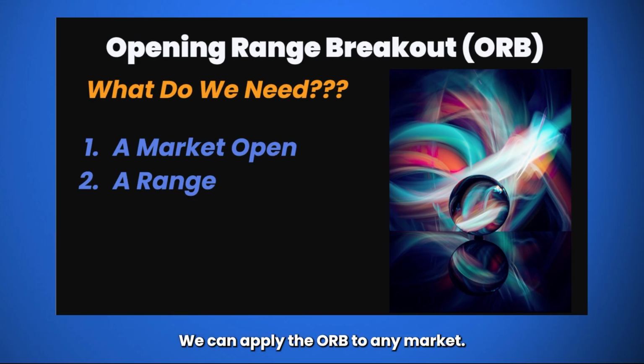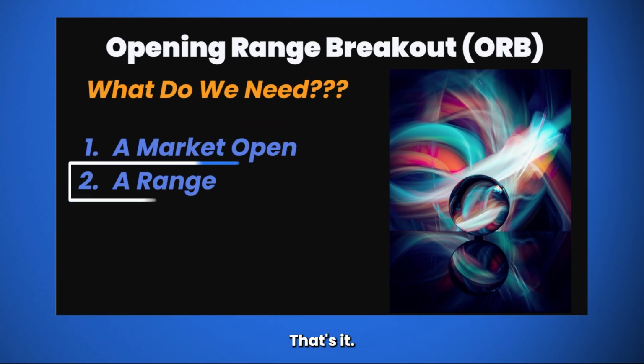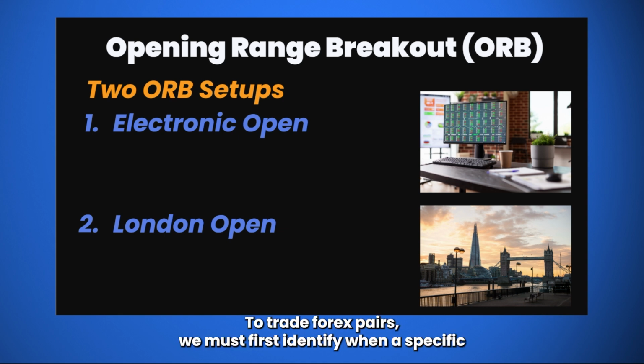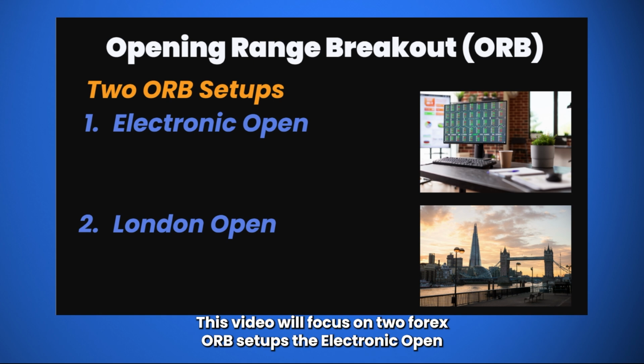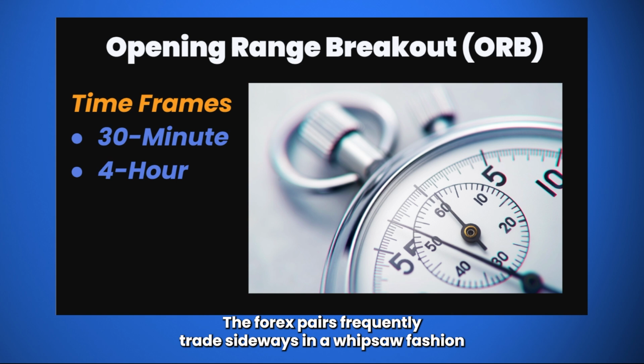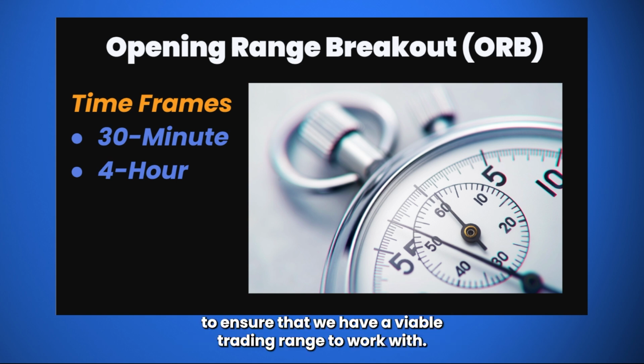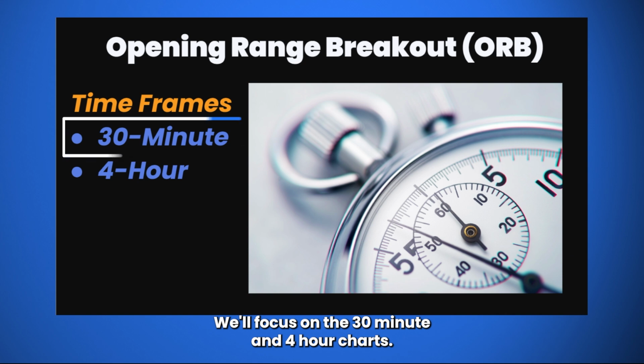We can apply the ORB to any market. We only need two things, a market open and a range. That's it. To trade Forex pairs, we must first identify when a specific market opens and identify which currency is likely impacted. This video will focus on two Forex ORB setups, the Electronic Open and the London Open. Now, Forex pairs frequently trade sideways in a whipsaw fashion.